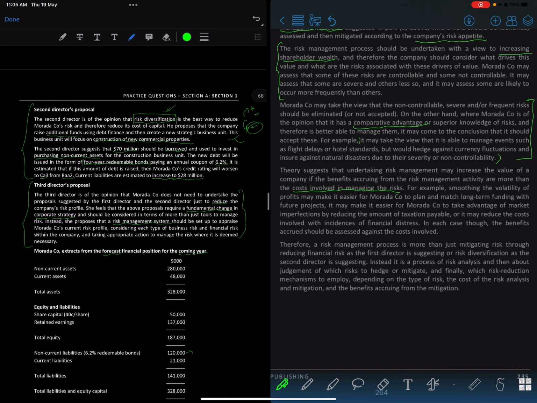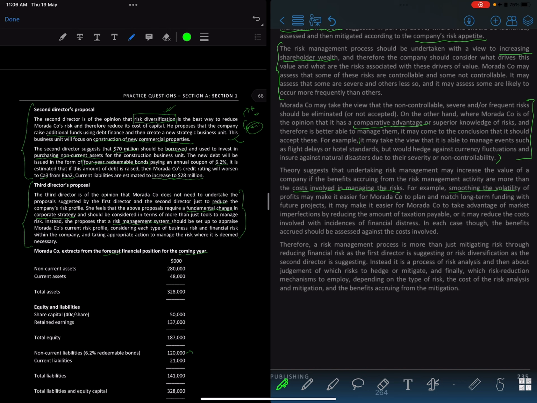Smoothing the volatility, right, may make it easier for Morada to plan and match long-term funding with future projects. It may make it easier for Morada to take advantage of the market imperfections by reducing the amount of taxation payable, or may reduce the cost involved with incidences of financial distress. In such cases, the benefits accrued should be assessed against the cost involved.